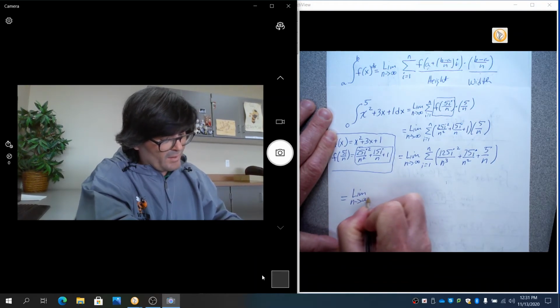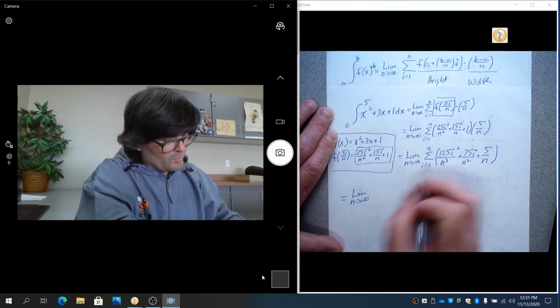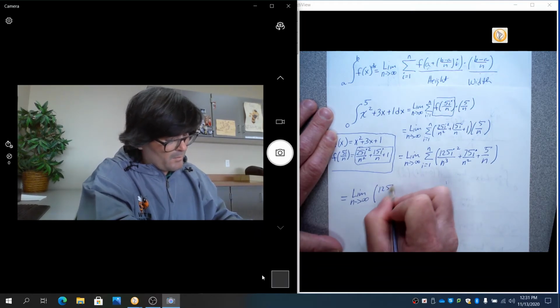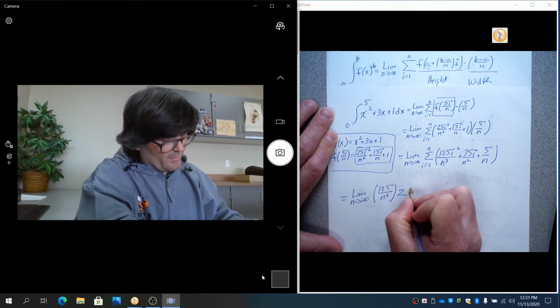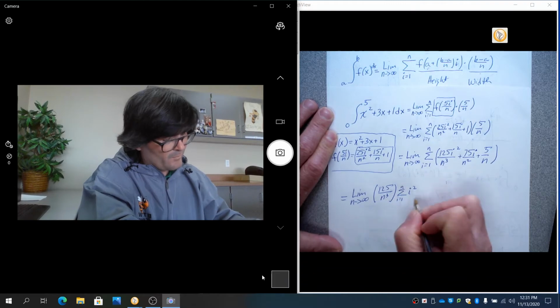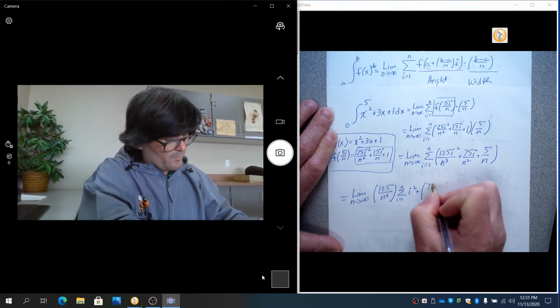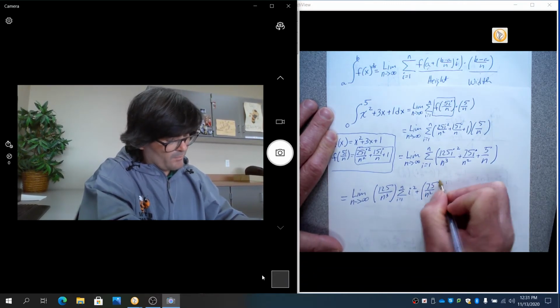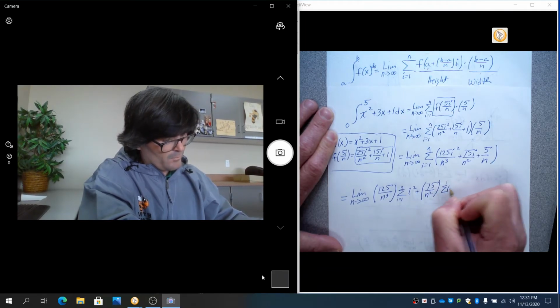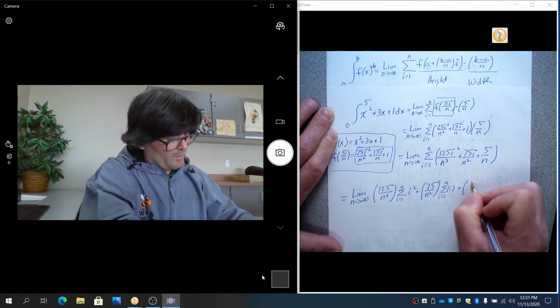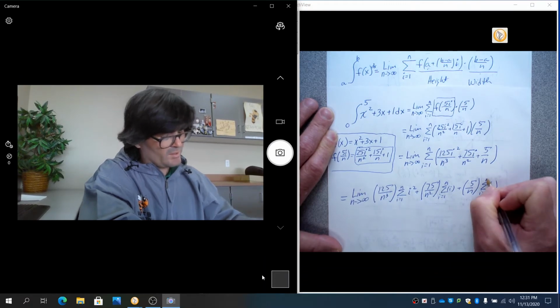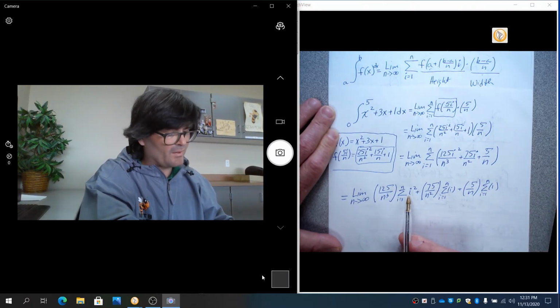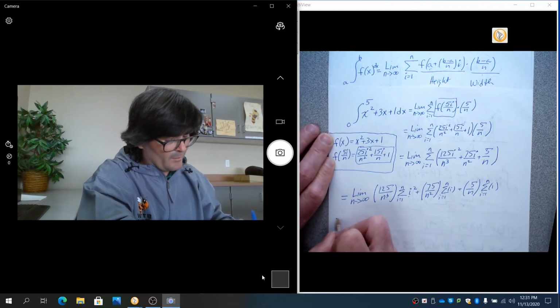n is still going to infinity. We've got 125 over n cubed times sigma of i squared as i goes from 1 to n. 75 over n squared times the sum of i. We get 5 over n, sigma of 1, as i goes from 1 to n. So we're going to use the 3 formulas for the i squared, the i, and the 1, and then we will be almost done.